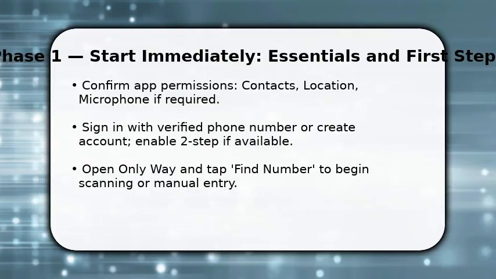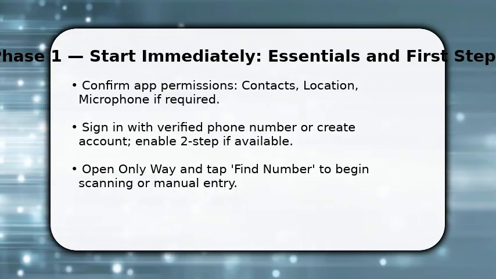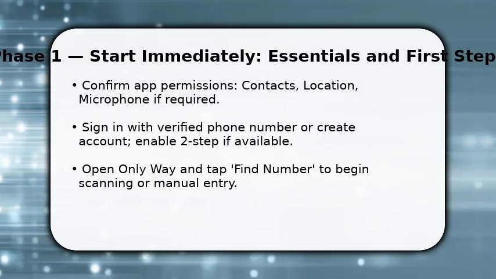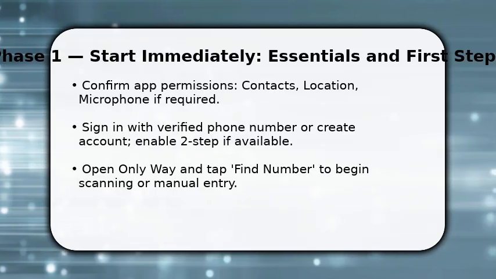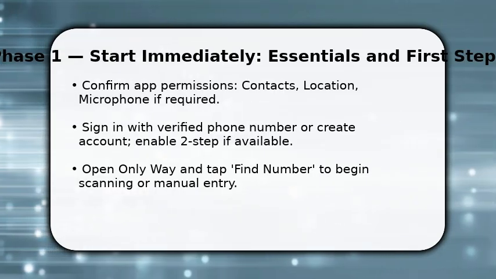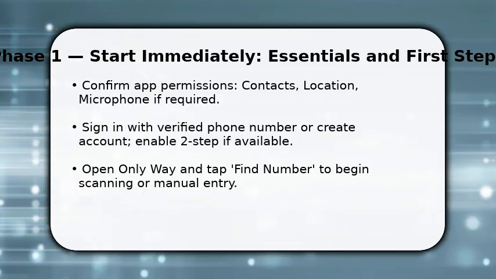You start by ensuring the app has the right permissions so it can access the data it needs. Tap Sign In and use your verified phone number. Set up two-step verification if offered, because security prevents false results. Once signed in, open Only Way and choose Find Number. This begins the actual lookup flow.